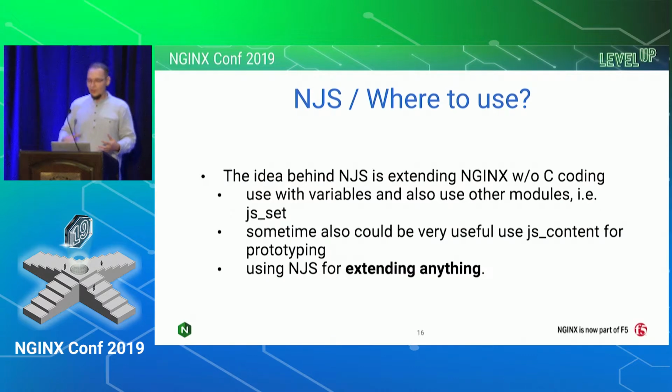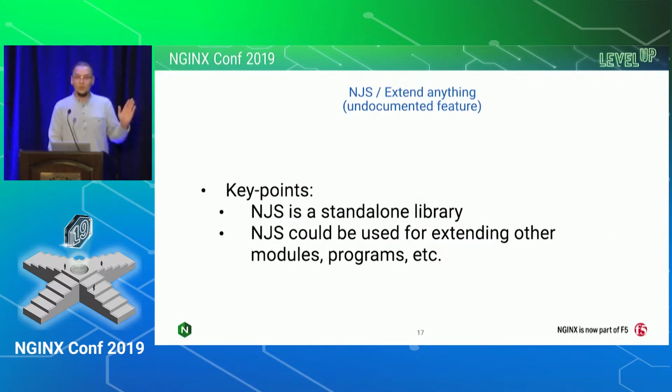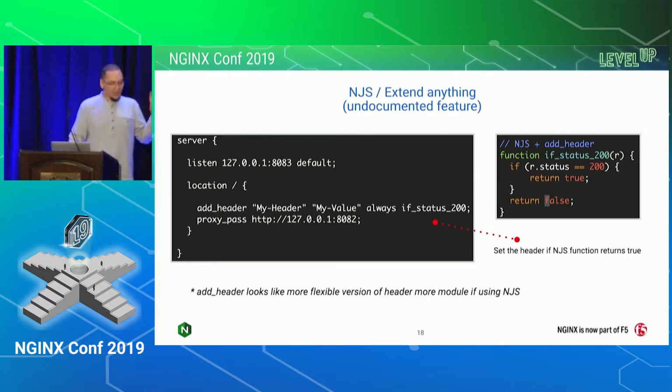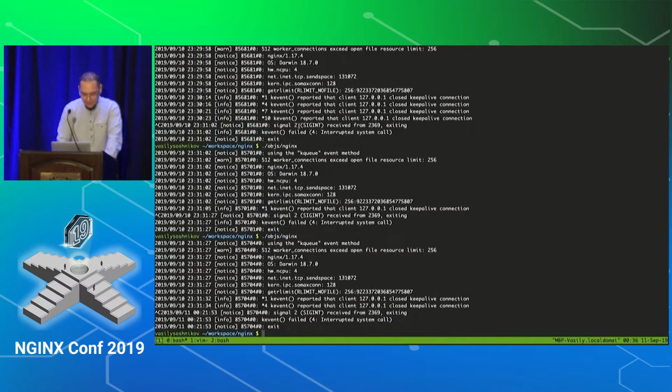And also, as I mentioned before, using NJS you could extend everything inside NGINX, and I will show how. This is actually an undocumented feature, and I will also show a demo. But before I show the demo and explain what this feature means, I will say a few key points. The first key point: NJS is a standalone library. It's a standalone engine. You can use NJS however you wish, not only in NGINX, because the way NJS is used in NGINX is as an NGINX module. So it means it already uses some engine. And in my experience, I'm actually using NJS to extend some modules, because I need flexibility for some modules. And this example is hard to explain without a demo. That's why I wish to show a demo.